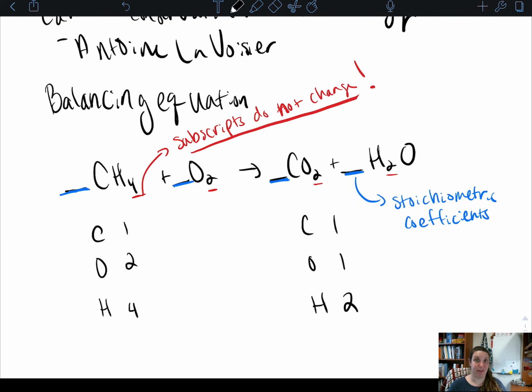So the subscript tells us the amount of atoms in a particular compound. For instance, CH4 is 1 carbon, 4 hydrogens. If we change that to CH2, these two things are no longer equivalent, right? So we can't change the number of hydrogens within a chemical formula. That changes the substance. So keep that in mind. Subscripts do not change. But our stoichiometric coefficients, how many of each substance we have, can.